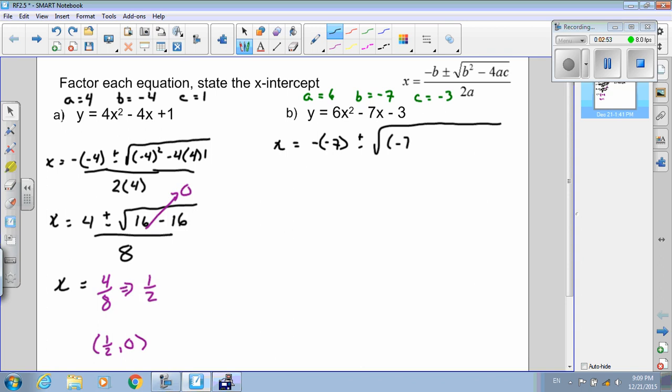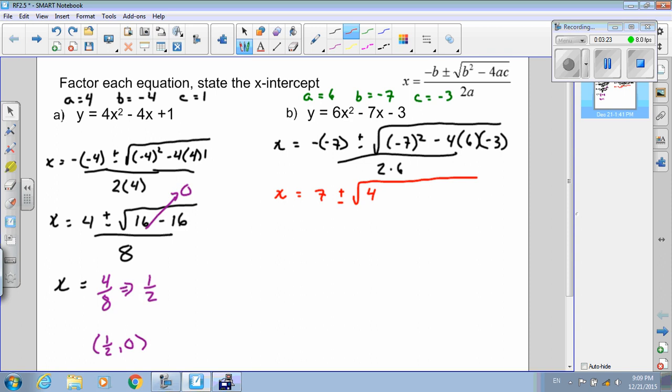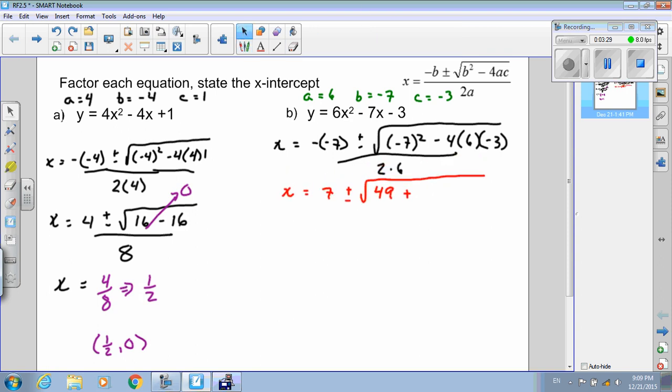So negative 7 squared, 49, we'll get to that later, and then the negative 4, which always is there, and then 6, your a value, and then negative 3, all this is over 2 times 6. So the next line would look like this. You would have the positive 7, because two negatives make a positive, plus minus, and then inside here you would have 49 plus. Where does the plus come from? Well, it comes from when you have the negative 4 and the negative 3, that gives me 12, and then the 6 times the 12, which is 72, comes from that.